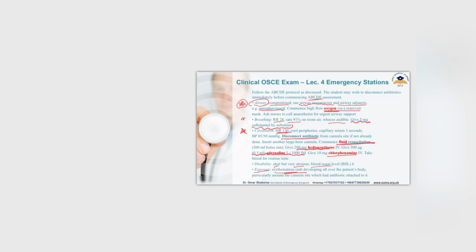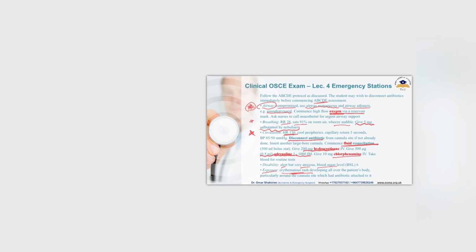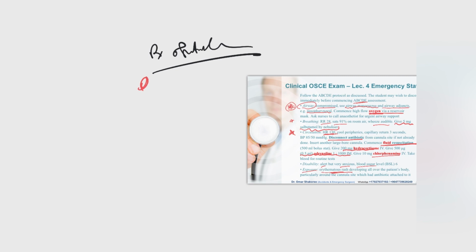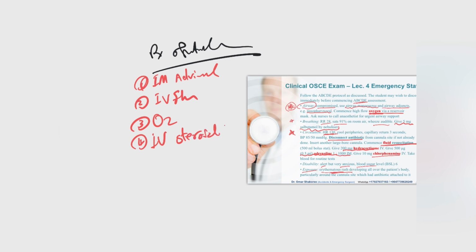So let me summarize the treatment for anaphylactic shock. It will be like this. Number one, which is the most important one, is IM adrenaline. Number two, IV fluid. Number three, you have to give O2 for this patient. Number four, IV steroid, hydrocortisone.